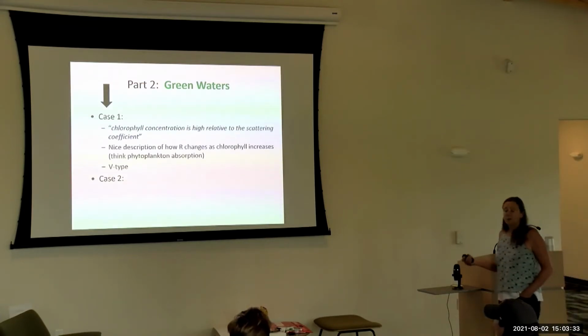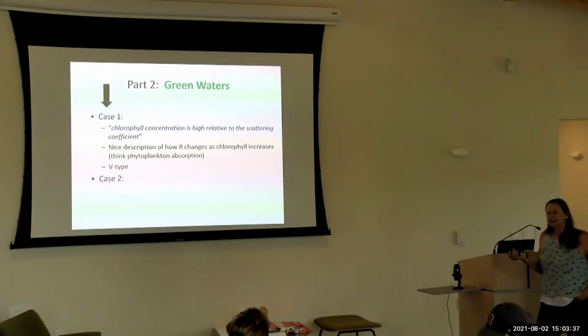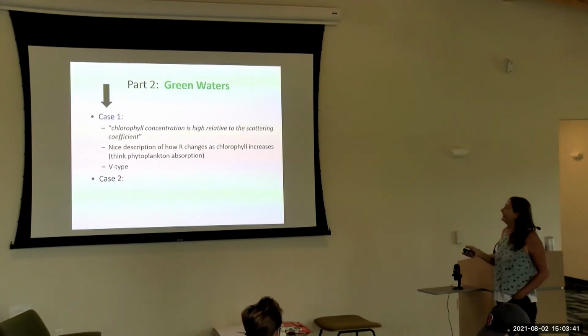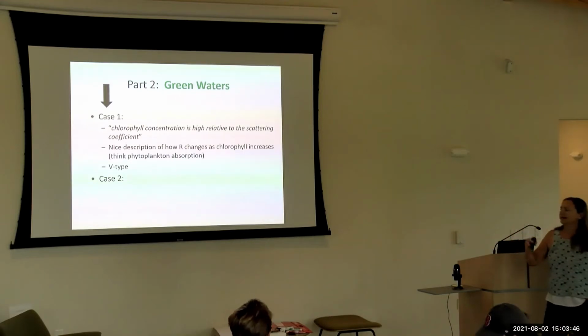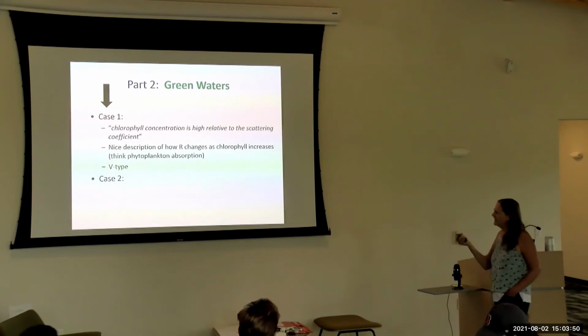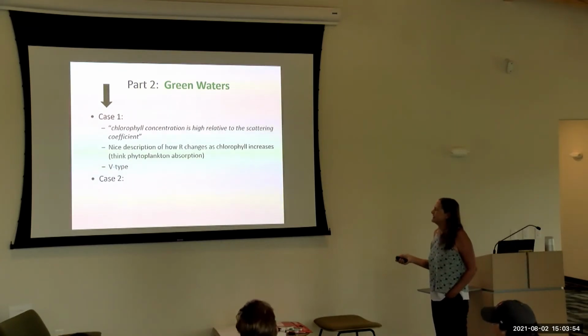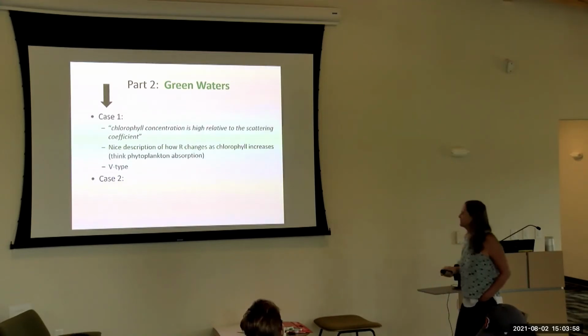Okay, so in case 1, quote, chlorophyll concentration is high relative to the scattering coefficient. They give a really nice description in these waters of how the reflectance changes as you increase chlorophyll. And they talk all about the different parts of the spectrum, brightening and darkening. And for them, it's based upon phytoplankton. And they describe this as a V-type. And I'll show you what that means, and I want you to think about the results you showed this morning.